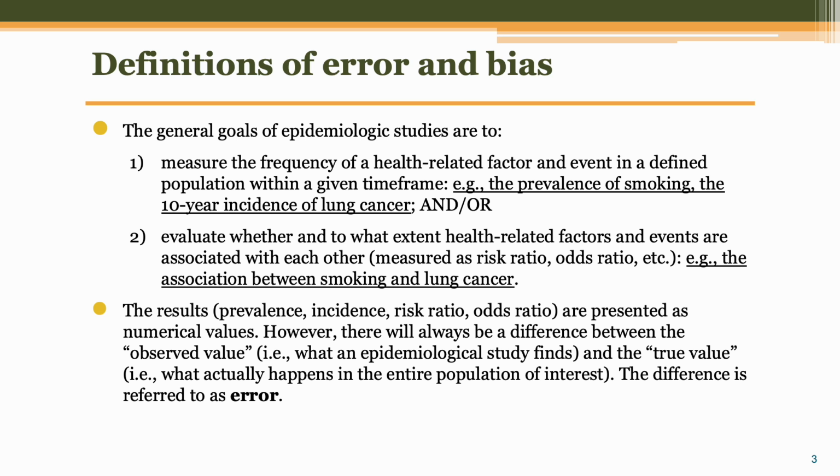The second one is to evaluate whether and to what extent health-related factors and events are associated with each other. For example, the association between smoking and lung cancer, which can be measured as risk ratio, odds ratio, and so on. These results, whether they are prevalence, incidence, risk ratios, or odds ratios, are all numerical values. However, there's always a difference between the observed value and the true value. This difference is what we call error.